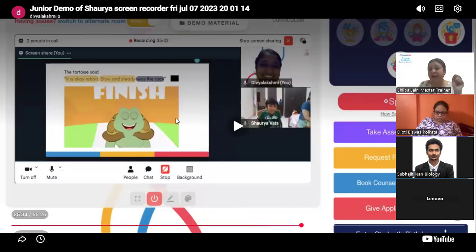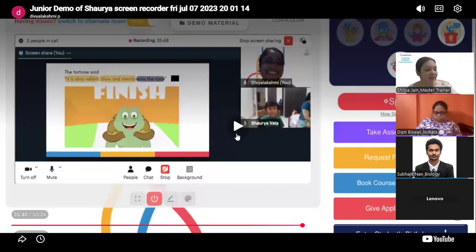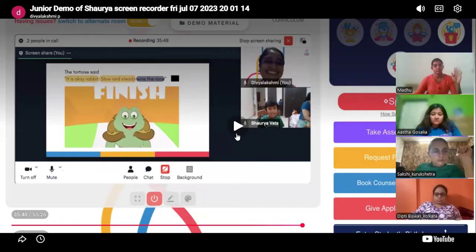First, observe this, then I can ask any one of you to read this. "It is okay, rabbit, slow and steady wins the race." Okay, so please raise your hand, those who would like to read this particular slide with three different variations in the tone. Madhu was the first one to raise her hand. Madhu, remember, we all should be able to hear three different variations in your voice. Okay, so let's start, Madhu.